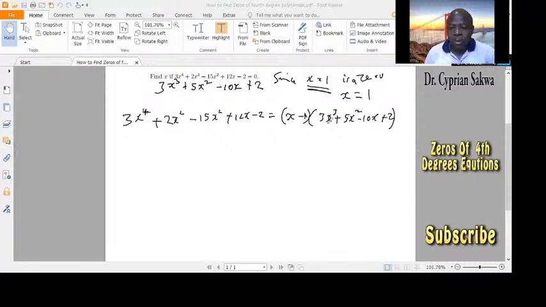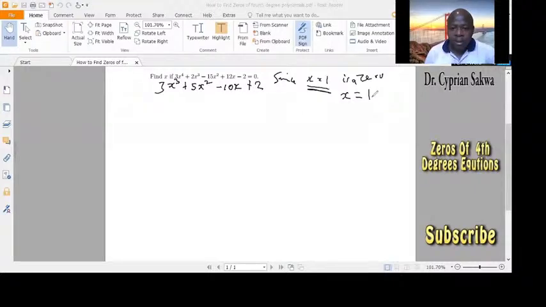So we are trying to find out whether this one can also be factorized further. And we've seen that x equals 1 is a solution to this. So it means this one can be divided by x minus 1. Let's just divide it into 3x raised to 3 plus 5x squared minus 10x plus 2.